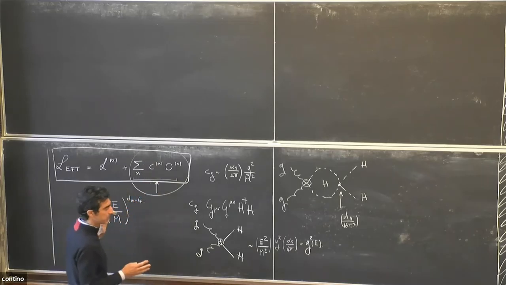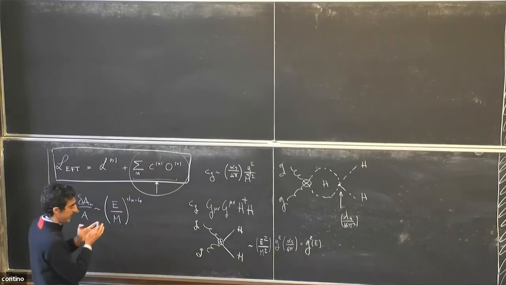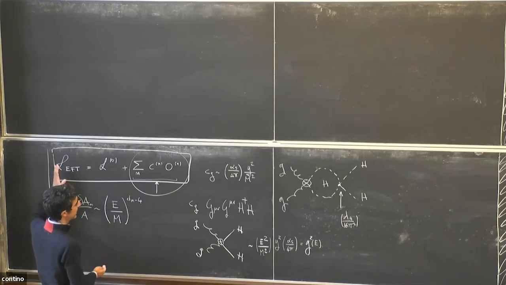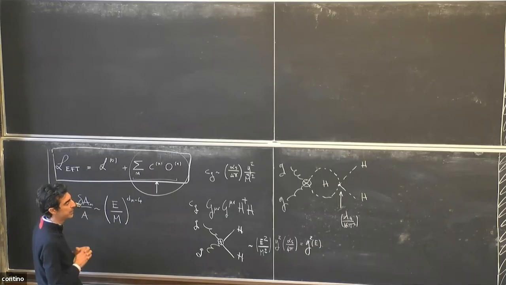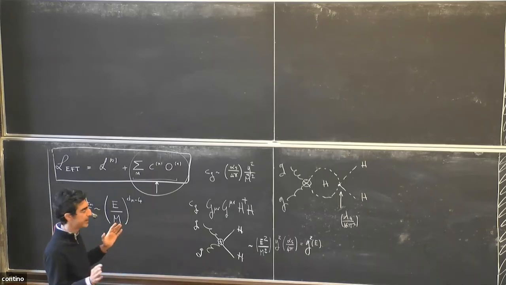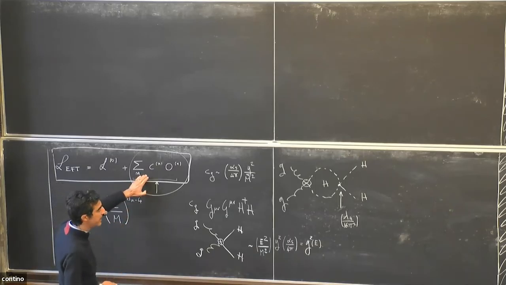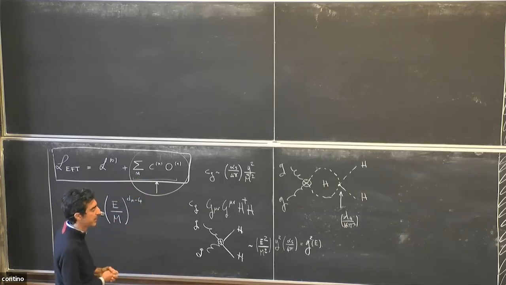So to summarize, the effective theory is a full-fledged quantum field theory. You can do calculations exactly as you do for a normal theory. The UV behavior is not the right one, it's not the one reproducing the correct physics.